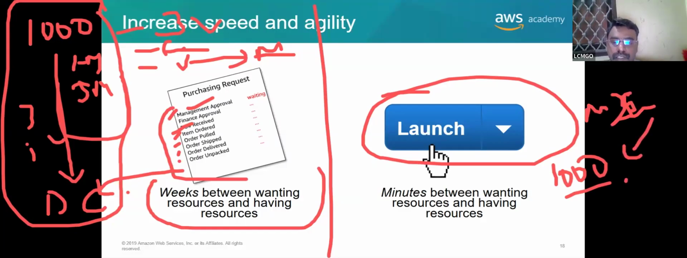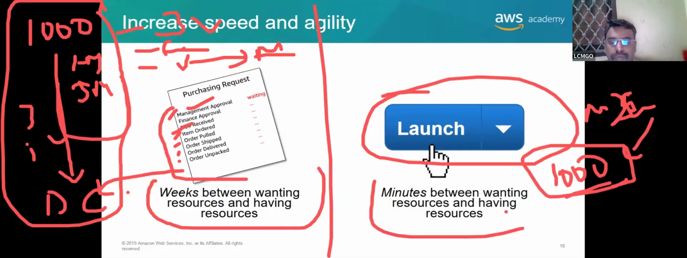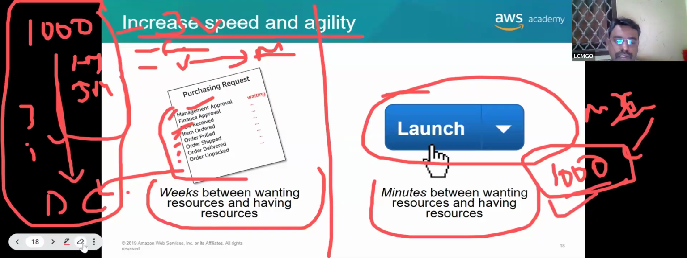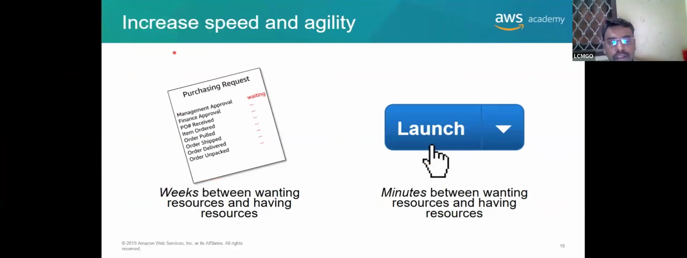Number of servers. When I say 1,000, when I click 1,000, what will happen? Automatically, the time between wanting resources and having resources is minutes. I am able to have the resources within a minute's time. At maximum, configuration will take around three minutes just to select what option I want. Immediately we can launch. So that's what increases speed and agility. We can increase my speed and agility.